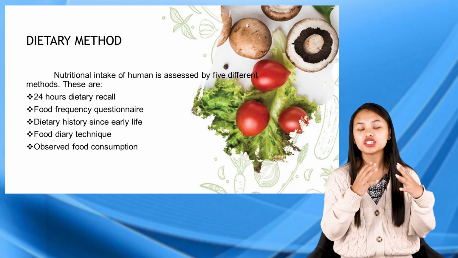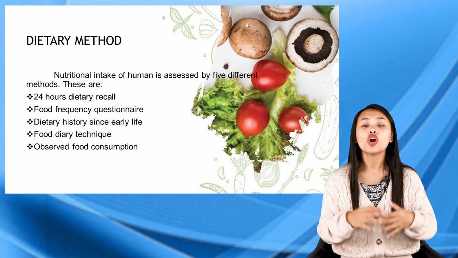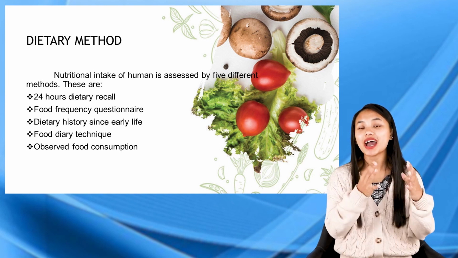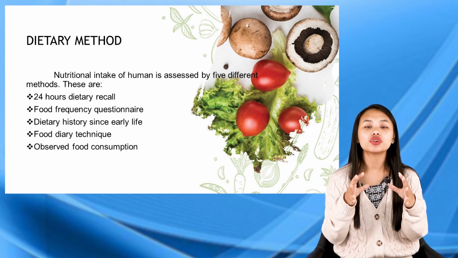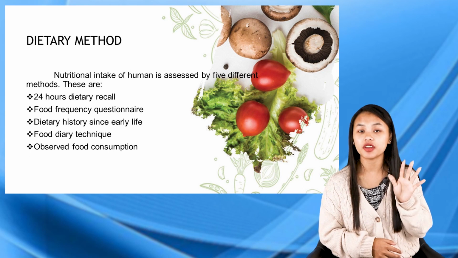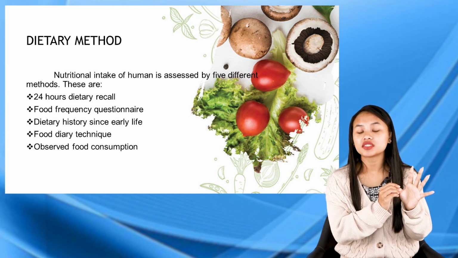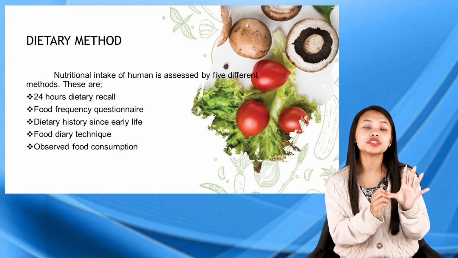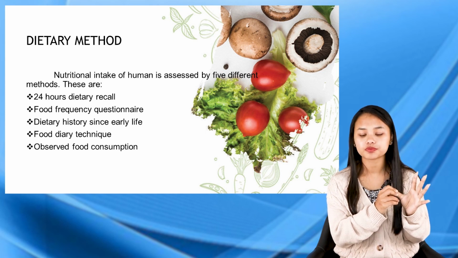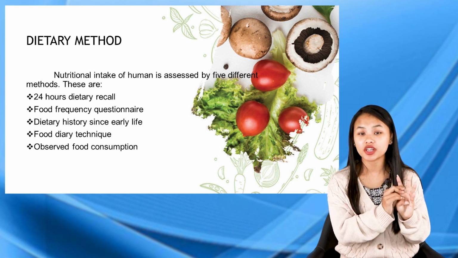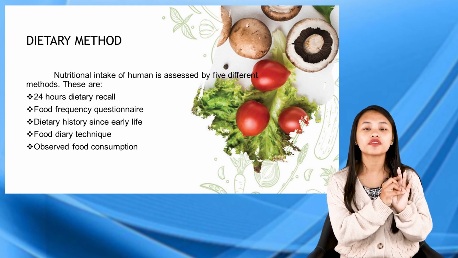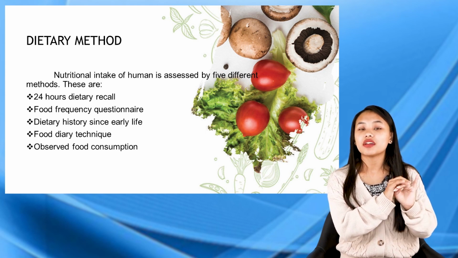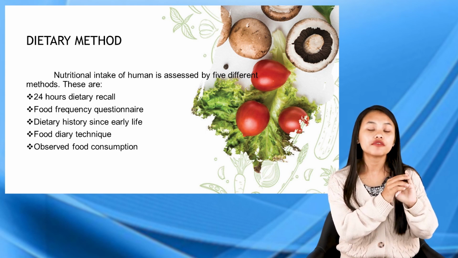And the last one is the dietary method. So this is a method whereby we will be assessing the nutritional status of a person by the amount of nutrition that a particular person consumes. So here this can be assessed by 5 different methods, which include the 24 hours dietary recall, which means we will be asking questions of what are the various food that a person had consumed within the 24 hours, by providing a food frequency questionnaires, by collecting the history of the diet which a person follows since his early life. The fourth is the food diary technique, and the last is the observed food consumption.